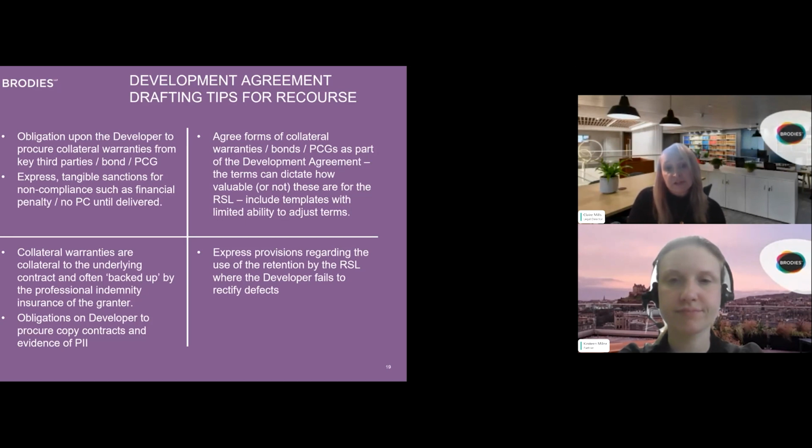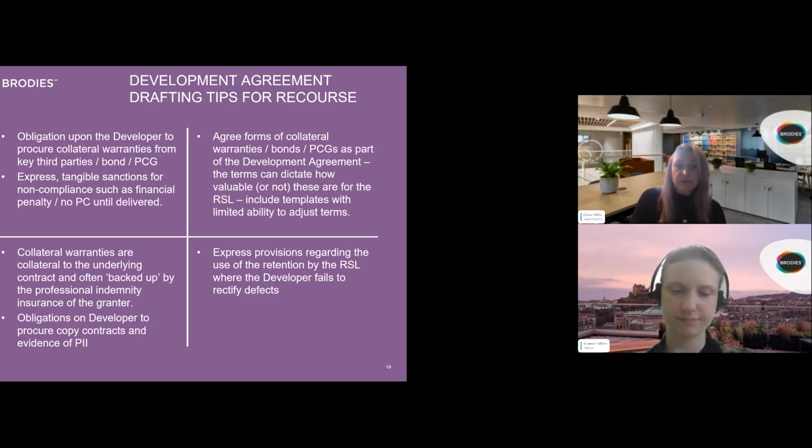Because collateral warranties are collateral to the underlying contract and backed up by professional indemnity insurance, there should be obligations in the development agreement that the developer will provide copies of those underlying contracts as well as the collateral warranties and evidence of the professional indemnity insurance maintained by those third parties. And that will give the RSL the full pack of documents so that if it ever has to make a claim under the collateral warranties, it's got all the information it needs to do so.